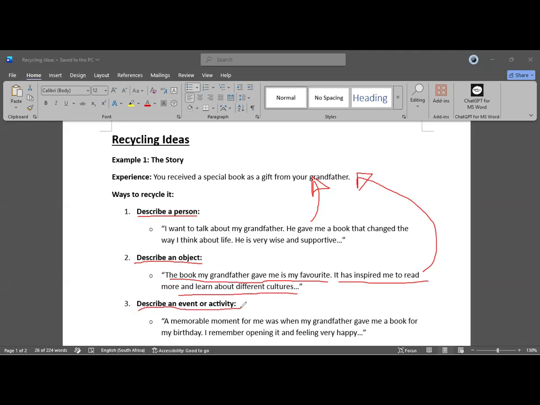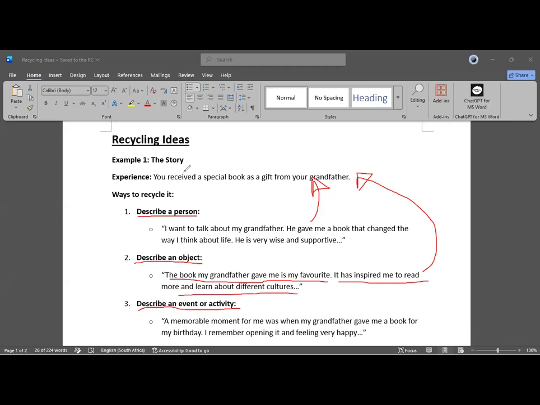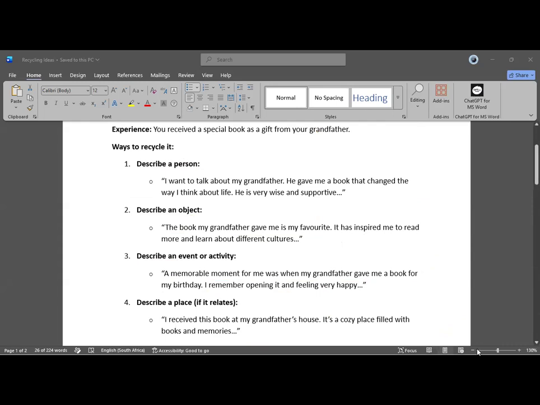Now describe an event or an activity. Maybe you need to describe your last birthday. So, you can say a memorable moment for me was when my grandfather gave me a book for my birthday. I remember opening it and feeling very happy. Yet again, we used the same story. So, you can reuse this. Okay, next one.